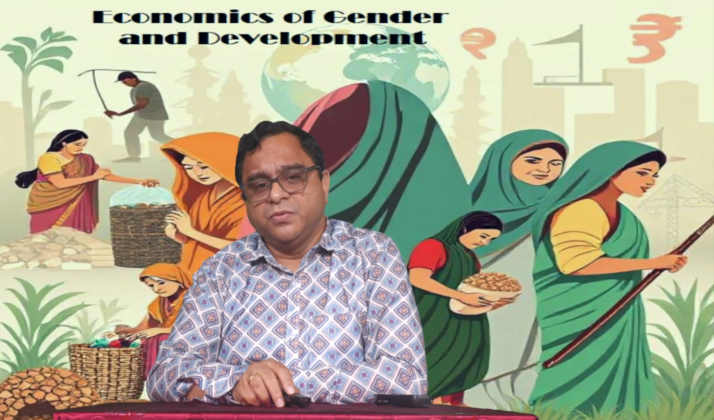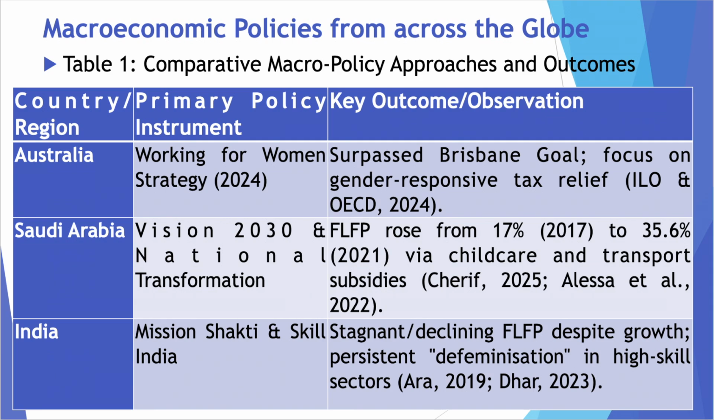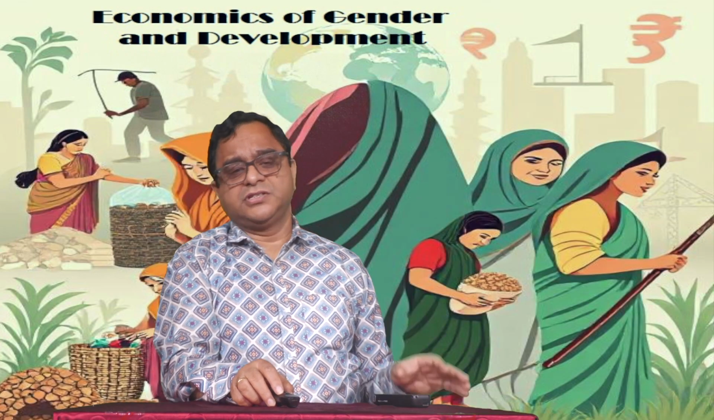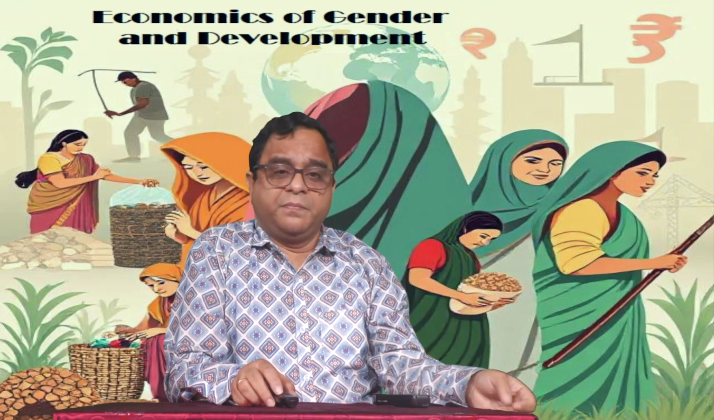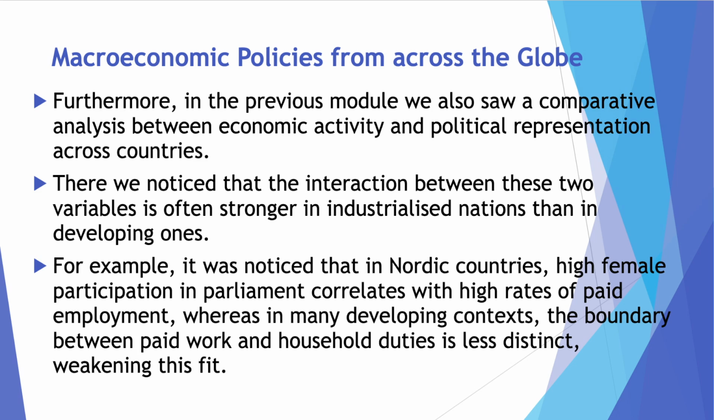So here in Table 1, we can see 3 columns: country or region, then primary policy instruments, and key outcomes or observations. Okay, for this we see Australia, then Saudi Arabia, India, and also Sub-Saharan Africa and European Union. Now, apart from this table, in the previous module we also saw a comparative analysis between economic activity and political representation across countries.